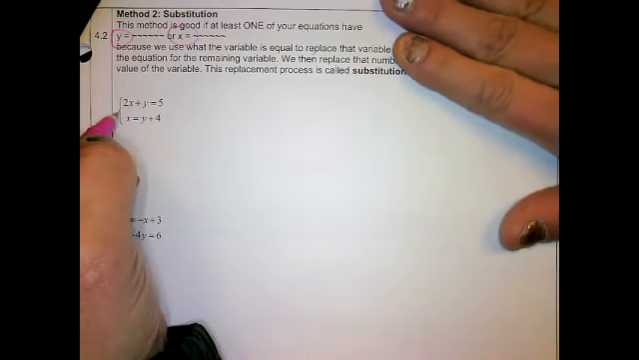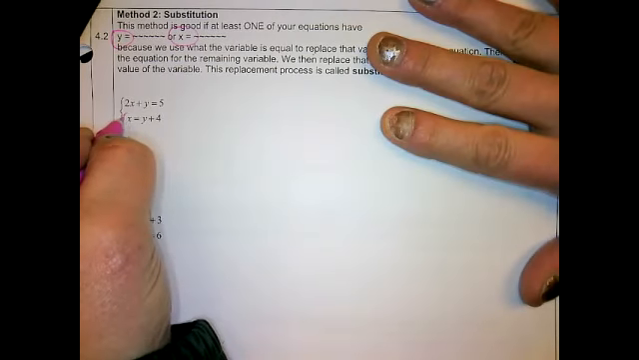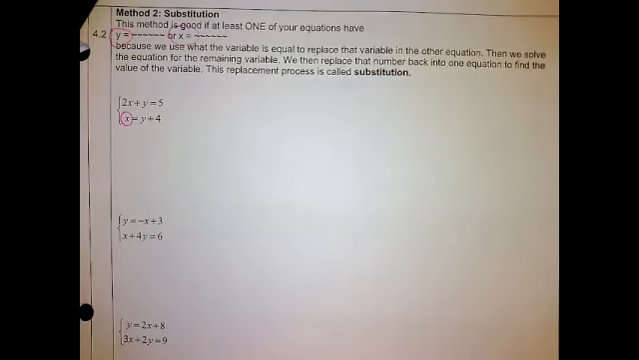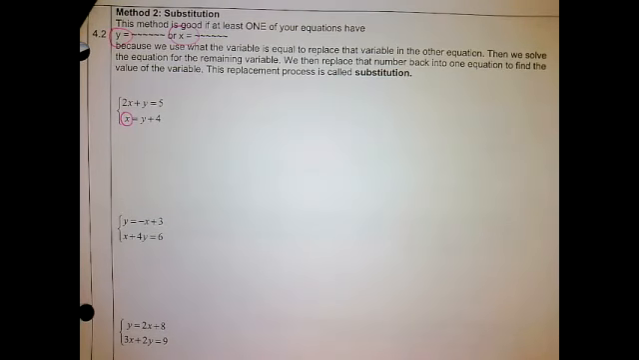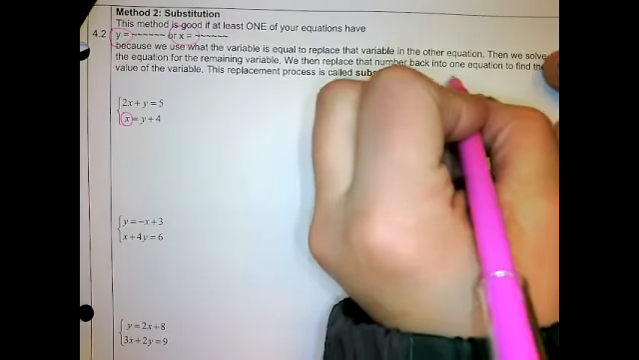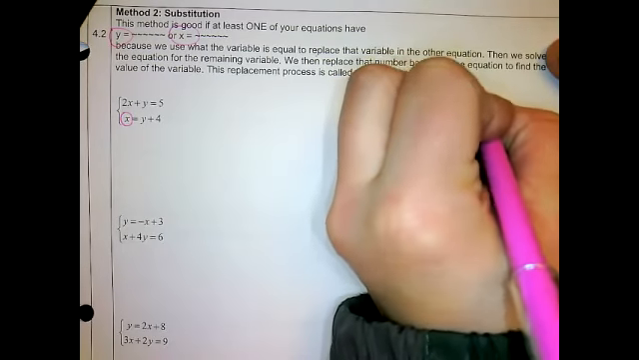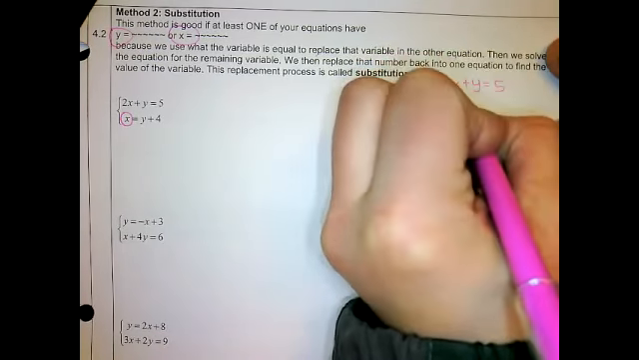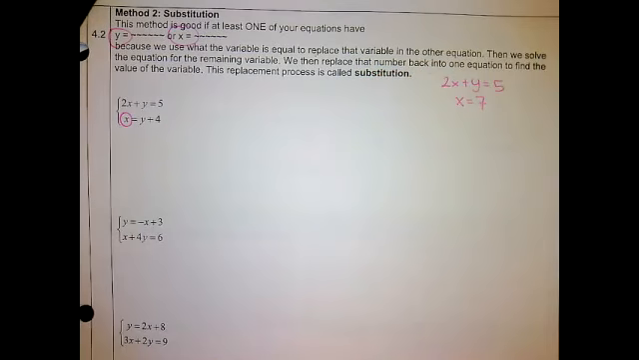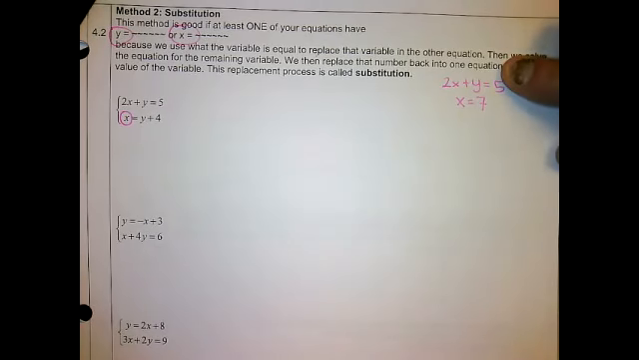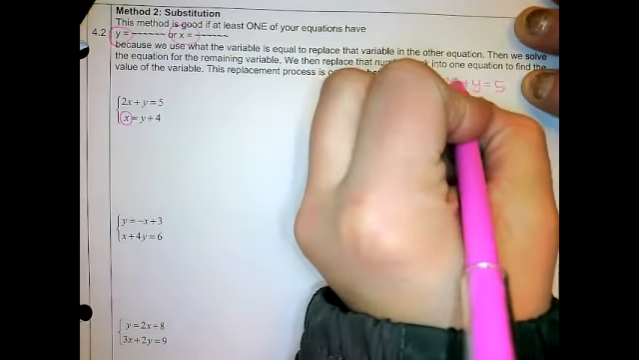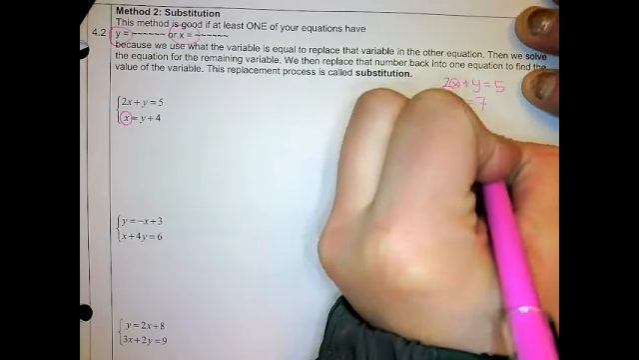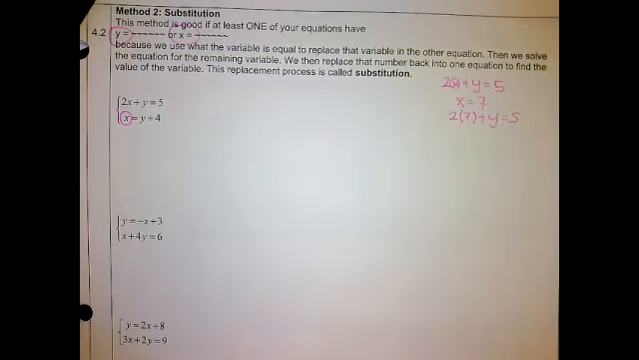So the very first step is always to find your equation that has either an x equals or a y equals. So in this one, it's the second one. So x equals y plus 4. Okay. So if I gave you the equation 2x plus y equals 5, and then I said x equals 7, what would you do everywhere you saw an x in this top equation? Well, you would change that x right there to a 7. And then you could solve. We're doing the exact same thing here.